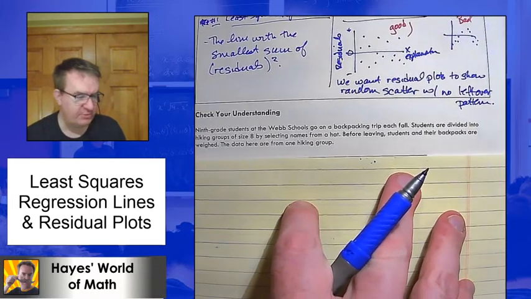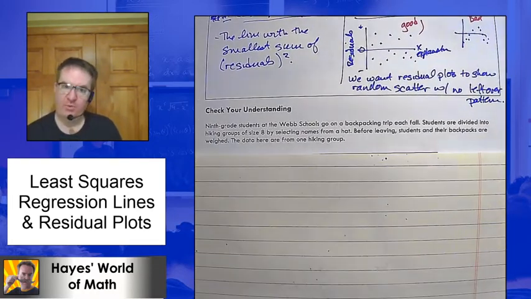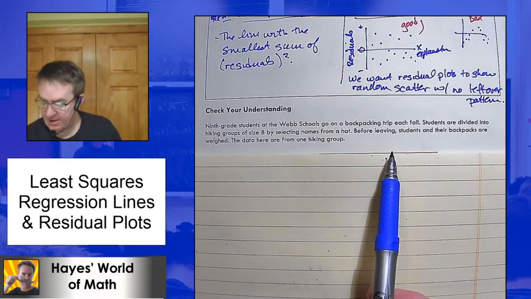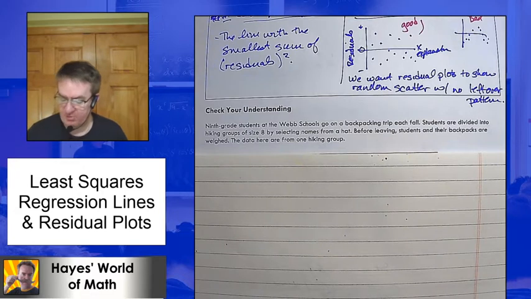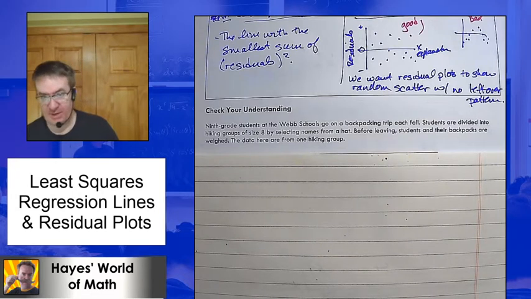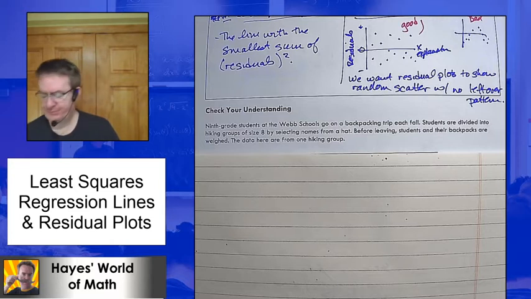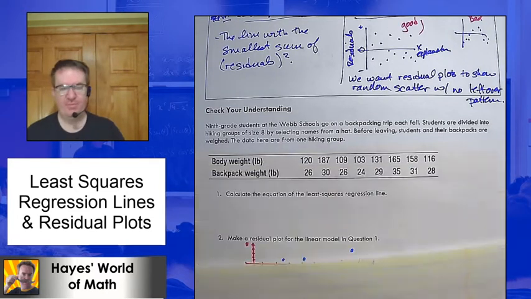Run through this, check your understanding. Hit pause about now, and then we'll check the answers. What you're doing is: 9th grade students at Webb High School are going on a backpacking trip. Students are divided into hiking groups of size 8 by selecting names from a hat. Before leaving, students and their backpacks are weighed. Data's here from a hiking group. What else would you do with a bunch of 8th graders, right? All right, so pause it, come up with the answers. We'll see you in a minute.